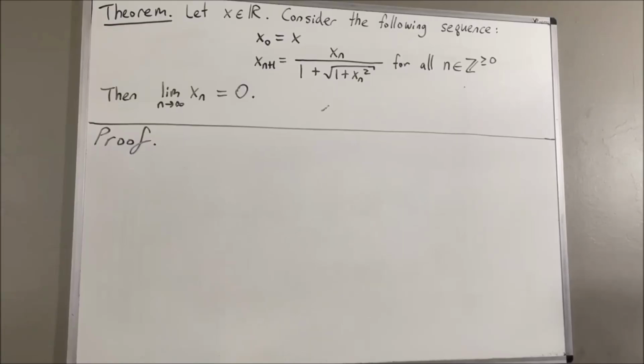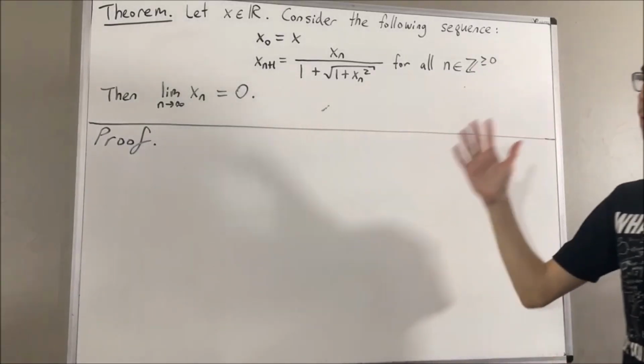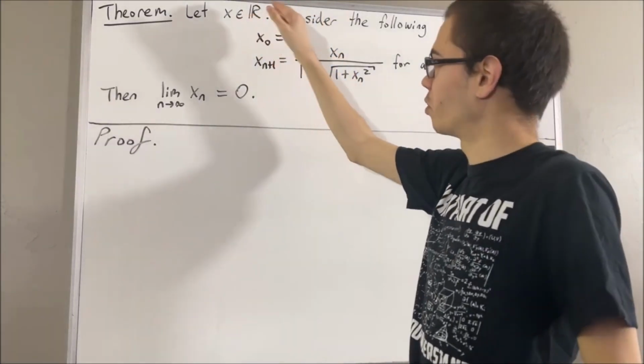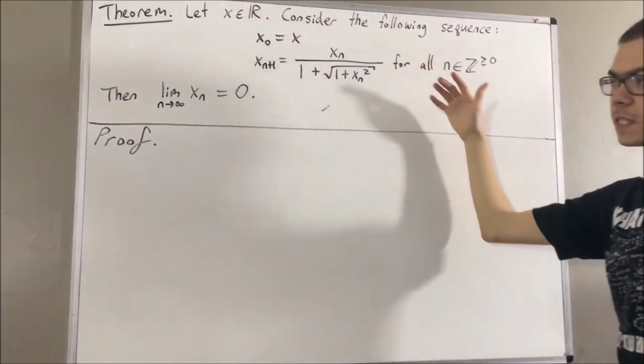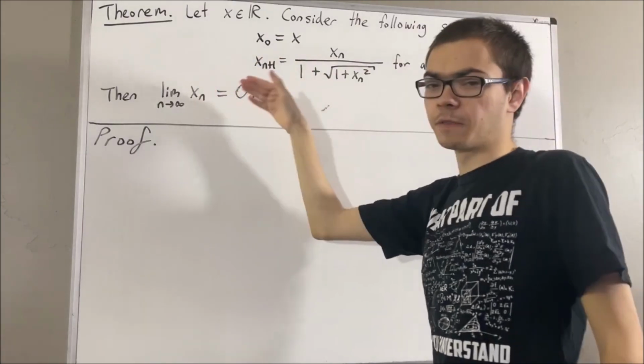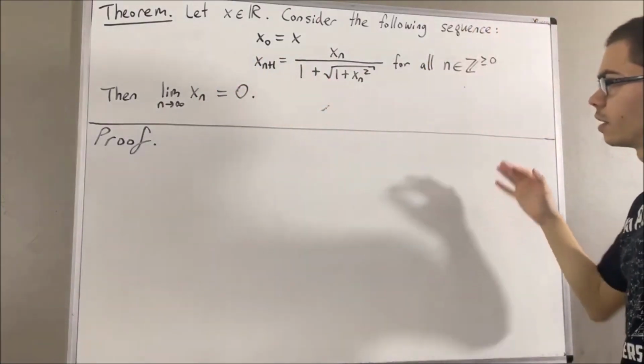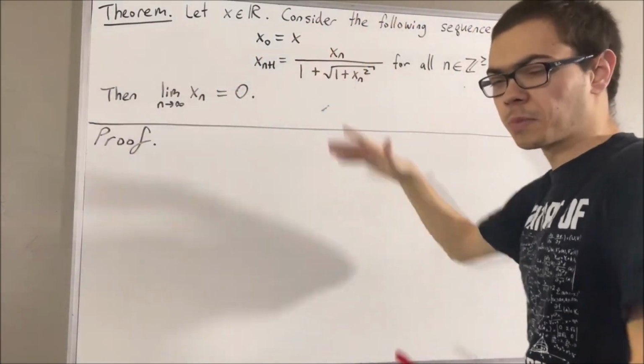Hello! In this video, we are going to prove the following theorem. Let x be a real number and consider the following sequence. Then the sequence converges to 0. Now, to prove this, we can first observe the following.